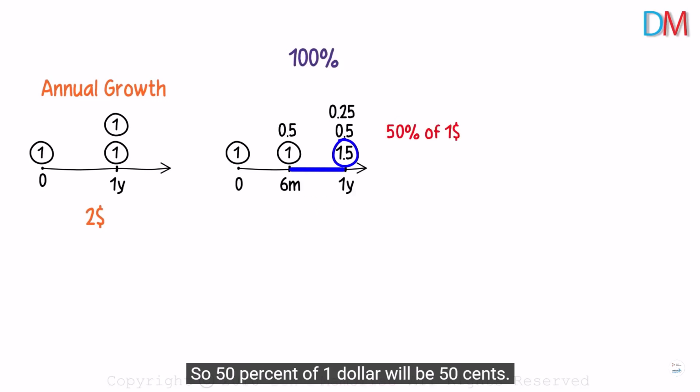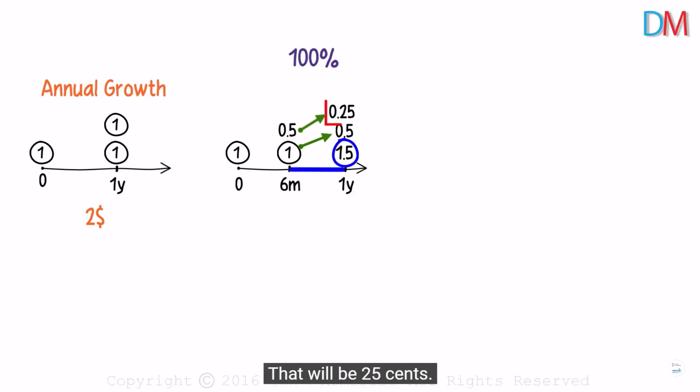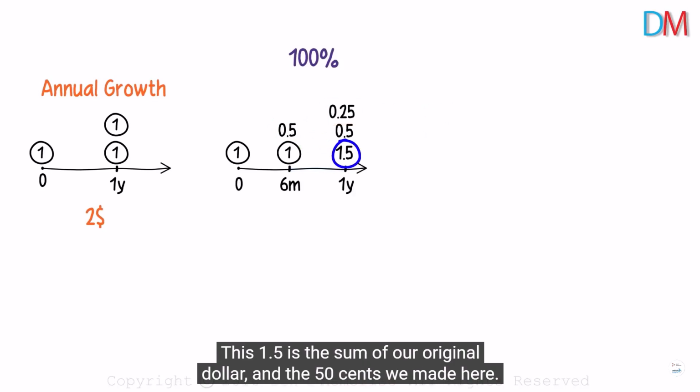So 50% of $1 will be 50 cents. And this time the 50 cents also earned a 50% interest. That will be 25 cents. This 1.5 is the sum of our original dollar and the 50 cents we made here.